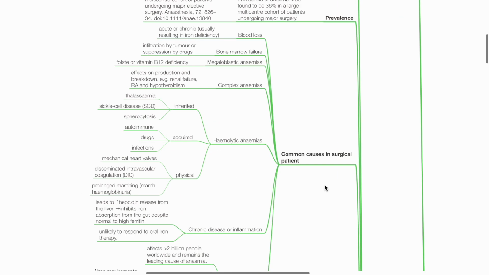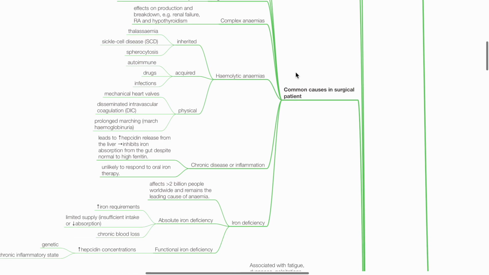In 2017. Common causes of anemia in surgical patients include blood loss, which may be acute or chronic; bone marrow failure, such as due to malignancy or drugs; megaloblastic anemias, such as due to folate or B12 deficiency; complex anemias, due to effects on production and breakdown, such as in renal failure, rheumatoid arthritis and hypothyroidism; hemolytic anemias, which may be inherited, such as thalassemia, sickle cell disease and spherocytosis, acquired, such as autoimmune, drugs and infection, or physical, such as due to mechanical heart valves, DIC and prolonged marching; chronic disease or inflammation.